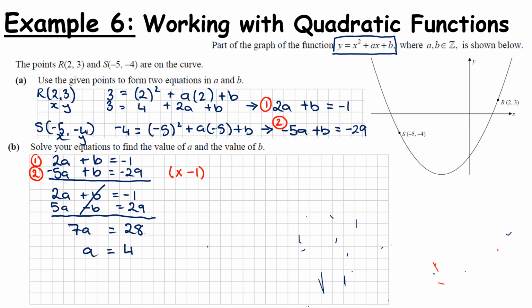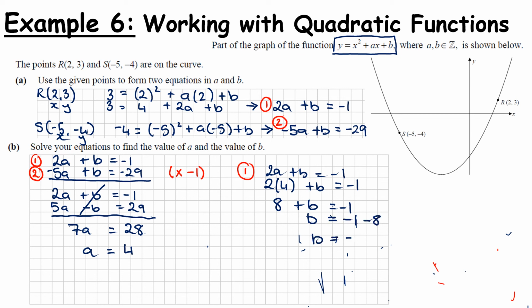We now go back to either equation. I'm going to take equation 1, which is 2a plus b equals minus 1, and sub in 4 instead of a, so 2 times 4 plus b equals minus 1. That gives me 8 plus b equals minus 1. Subtract 8 from both sides, and we get b is equal to minus 1 minus 8. b is equal to minus 9.